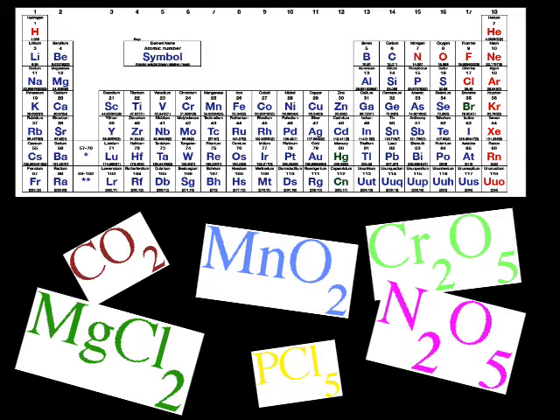Molecular or covalent is when two atoms share electrons, not necessarily sharing them equally. Electronegativity plays a part, but the electronegativity is not strong enough to pull the electrons away. So the first step is deciding what it is in order to decide how to name it. Is it ionic or covalent?